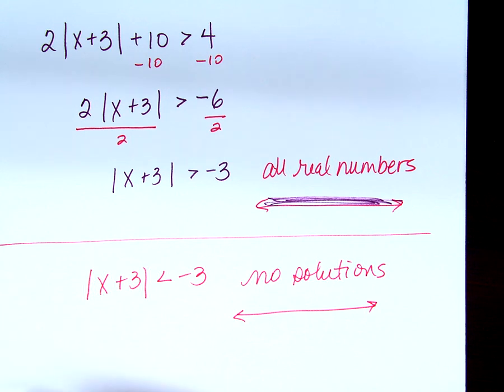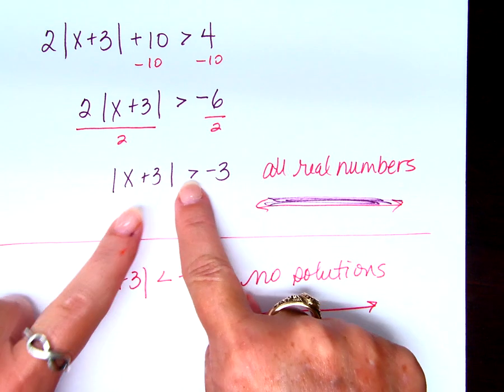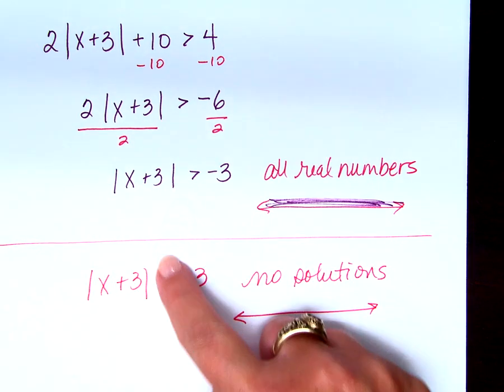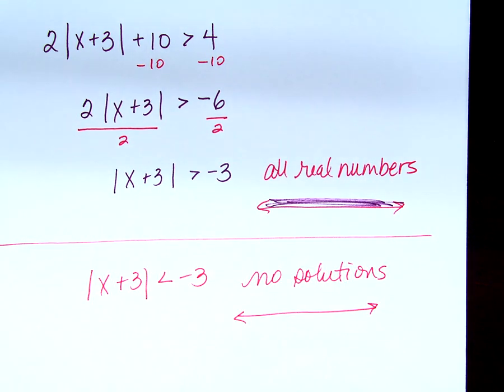Okay? Anytime absolute value is either equal or has an inequality sign with a negative number, that's when your alarm bell should happen. And you know it's got to be something weird. It's either all real numbers or no solutions, right? Any questions?